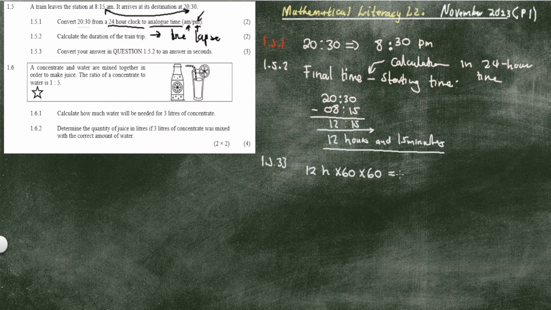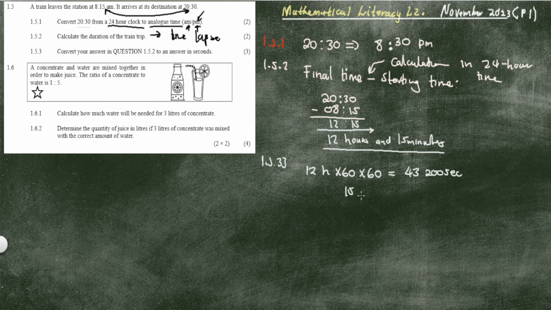Multiplying by 60, I'm changing the hours to minutes. Multiplying by another 60, I'm changing the minutes to seconds. So 12 times 60 times 60, I'm getting 43,200 seconds. Now let's change the 15 minutes.